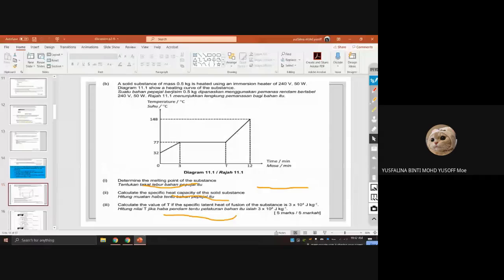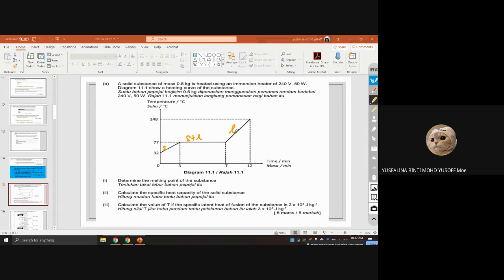Okay, next one is the calculation. Determine the melting point of the substance. The answer is 77. Label first: this is solid plus liquid, and then this one is liquid. So the answer is 77 degrees Celsius.